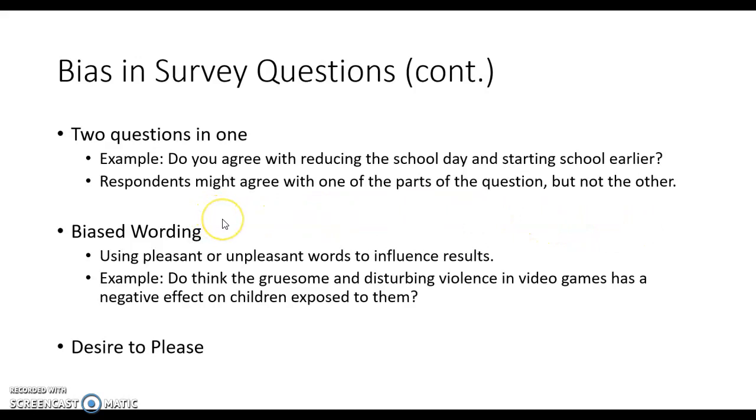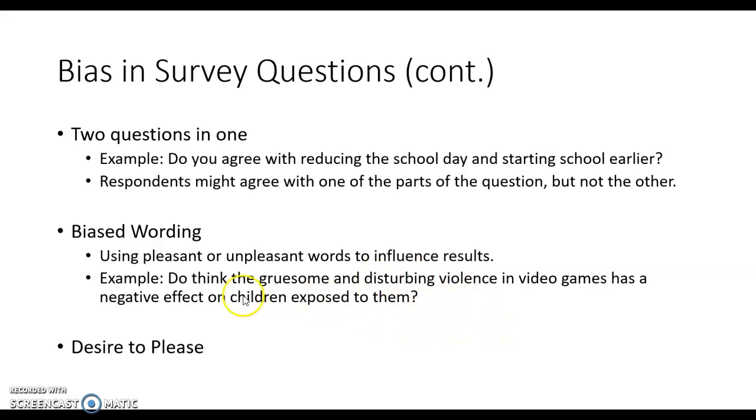Then we have biased wording. So this would be using pleasant or unpleasant words to influence the results. So, for example, do you think the gruesome and disturbing violence in video games has a negative effect on children exposed to them? Okay. By using words like gruesome and disturbing, okay, you're influencing the respondents. Okay? You're putting these negative images into their minds and you're influencing them to answer in a particular way. Okay? So you want to avoid using positive or negative words, adjectives in particular, that might influence the results.